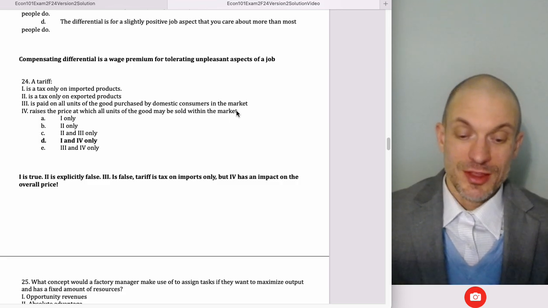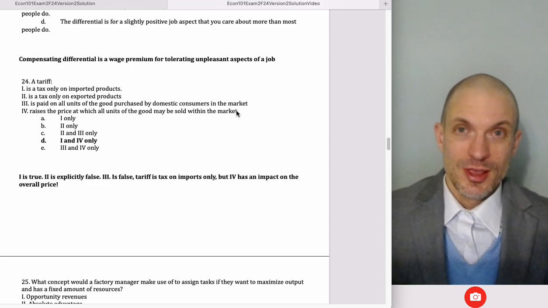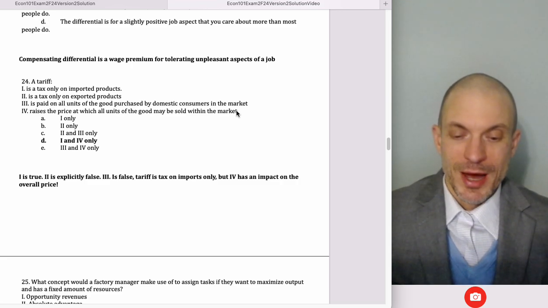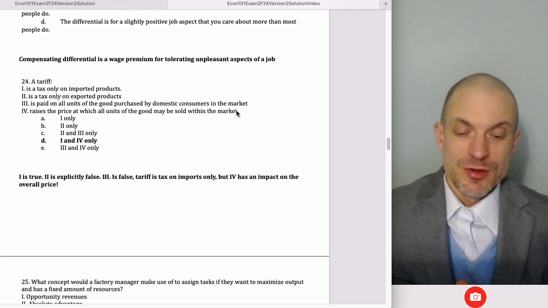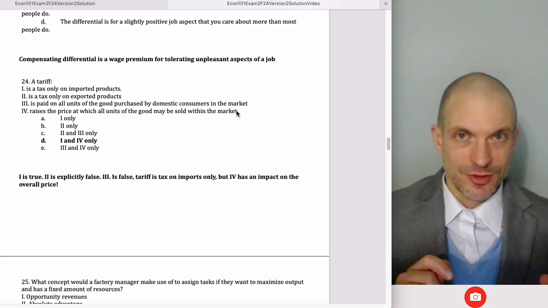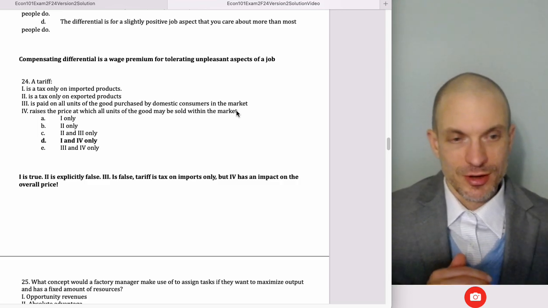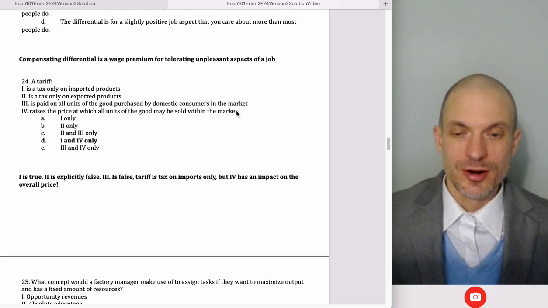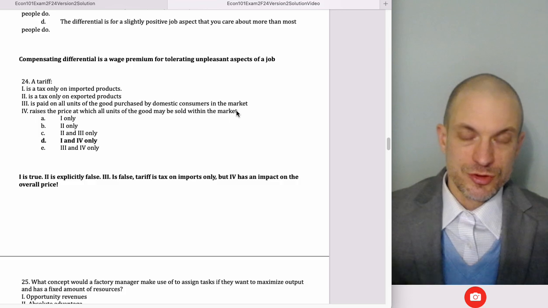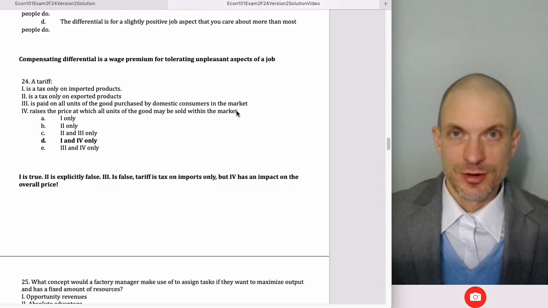Now you're going to pay the price as a consumer of the world price plus the tariff, regardless of who you buy from. But if you buy an import, part of that price is going to be the tax, the tariff to the government, and part of the price is going to cover the cost of the foreign seller. If you buy that good from a domestic producer, you're going to pay that same price, but it's all going to go to revenues for that domestic producer.